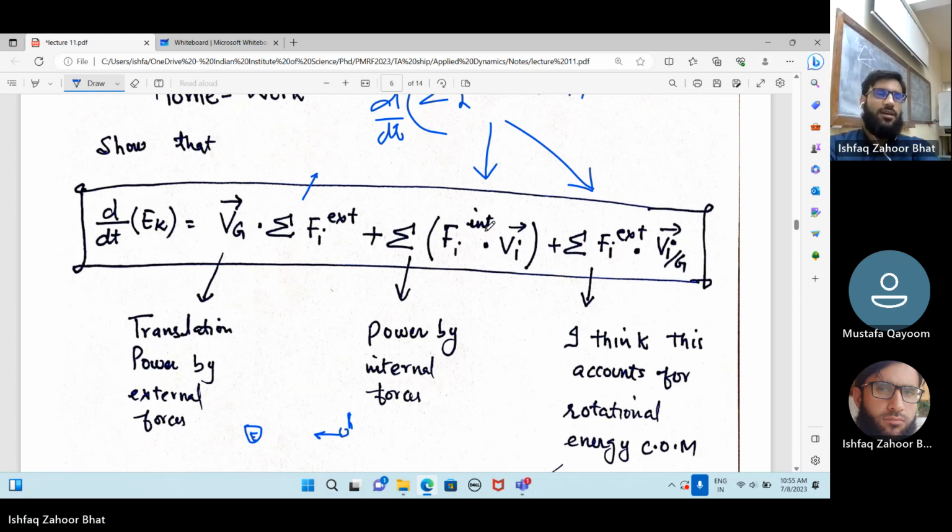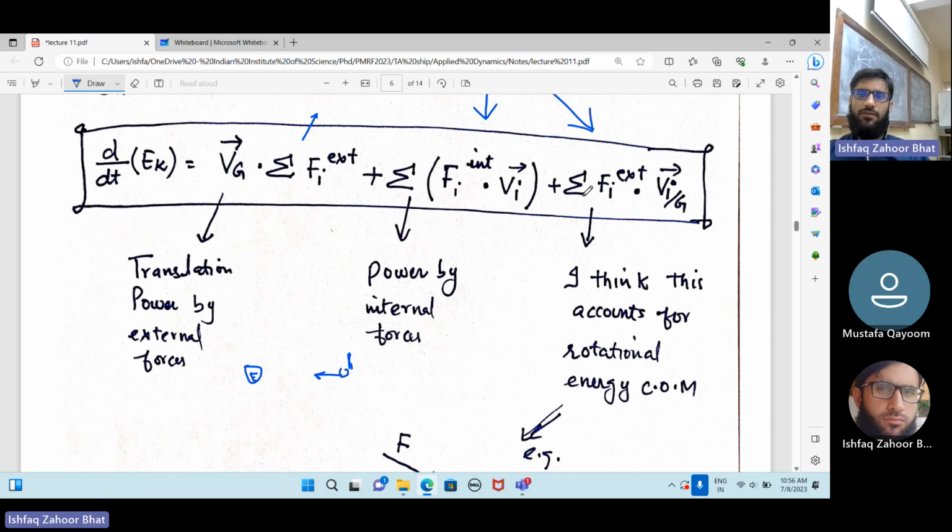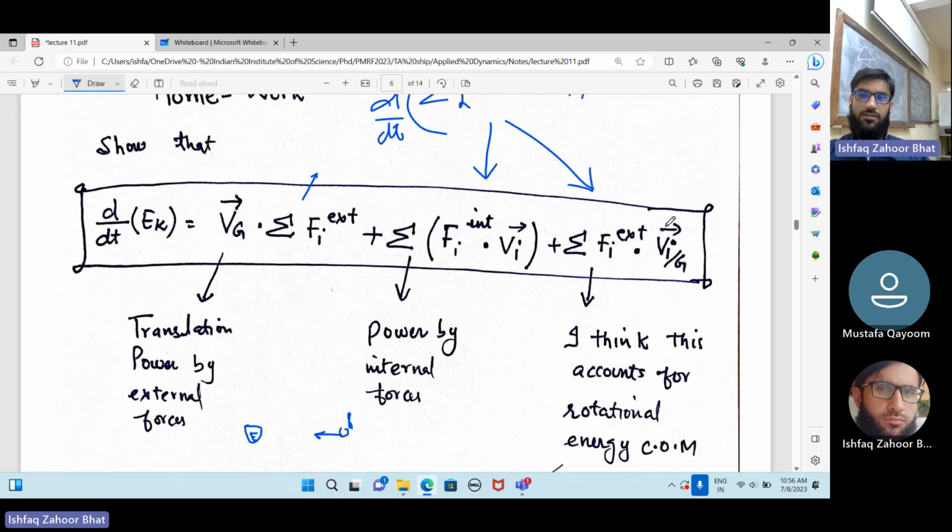Remember, the power or the kinetic energy is not a vector thing. So you cannot expect this term to be equal to zero, summing over all the i's. This is a scalar. You will not be getting this term equal to zero. Maybe sometimes you may get, because it will have positive and negative values, but not always. Okay. Similarly, you have this term Fi external dotted with Vi with respect to G.